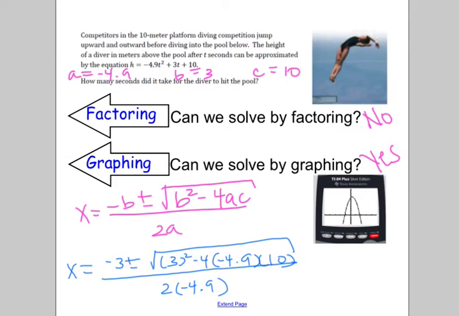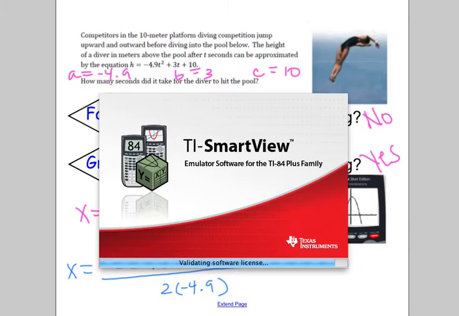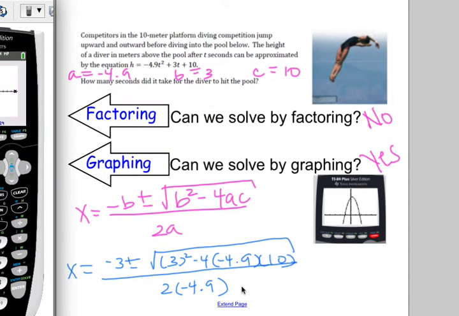I would recommend simplifying what is underneath the radical first. So I would take out your calculator and do that. Sorry, mine's just loading here. If you don't have your calculator, I would recommend grabbing it while mine's loading up. And if you do have it, start typing in what's underneath the radical sign. That would be 3 squared minus 4 times negative 4.9 times 10.